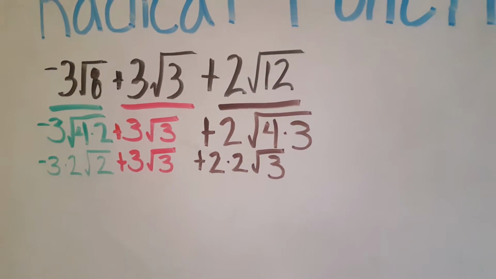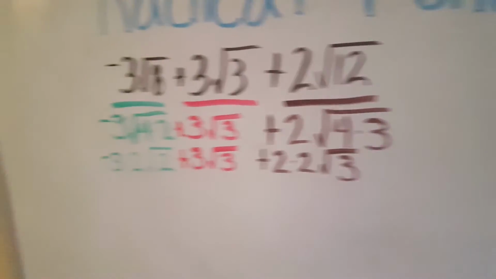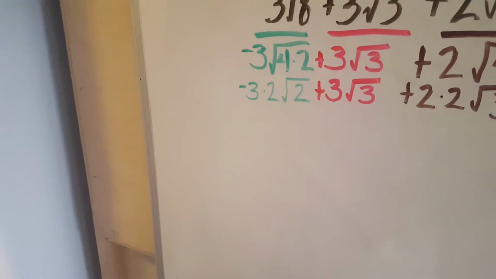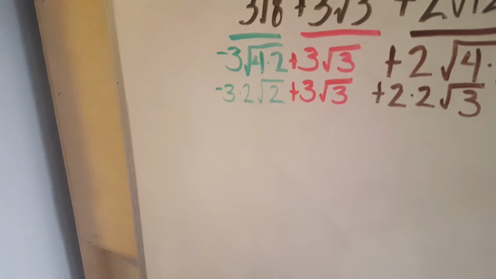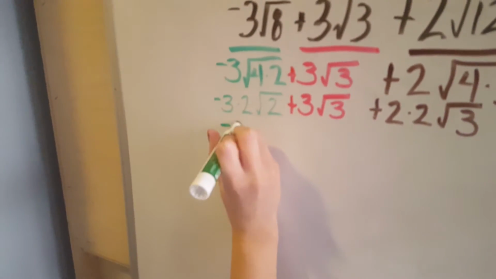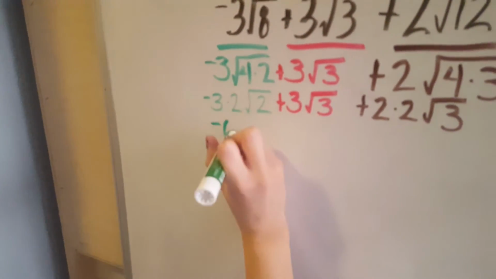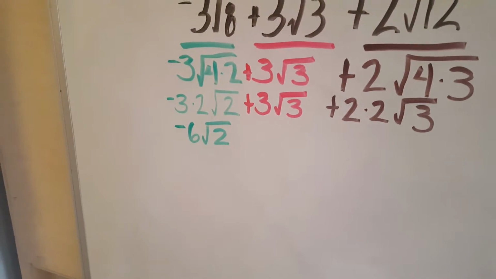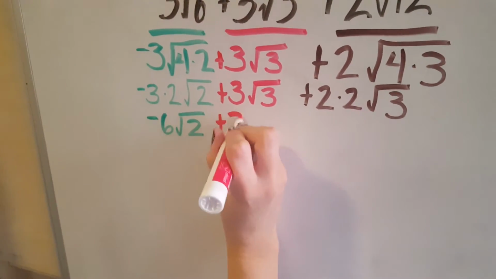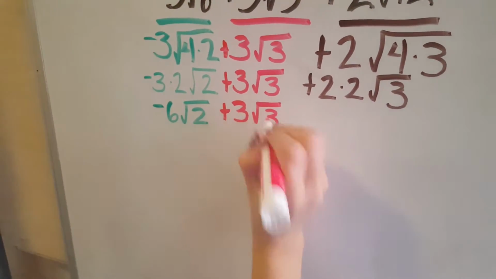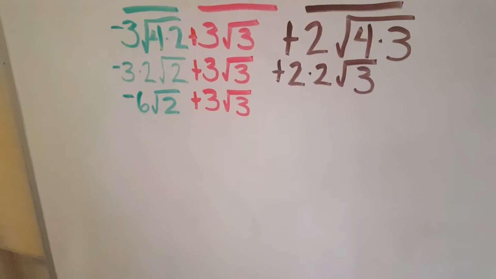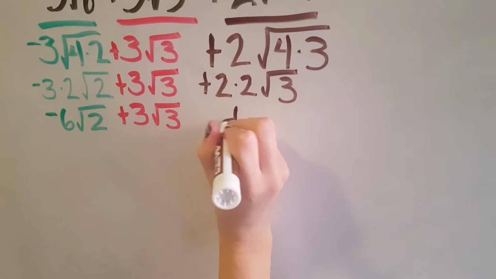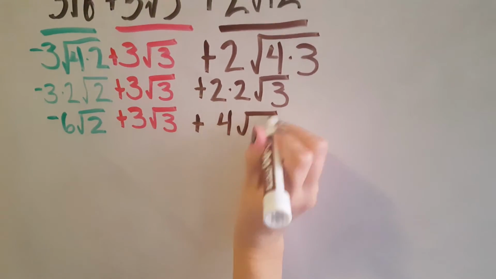Okay, so now we're going to multiply these two that we have here. We're going to start from the first, from the green, and 3 times 2 is negative 6. Don't forget your sign, square root of 2. And then once again, we're going to drop down the red. And then our brown: 2 times 2 is 4. So plus 4 square root of 3.